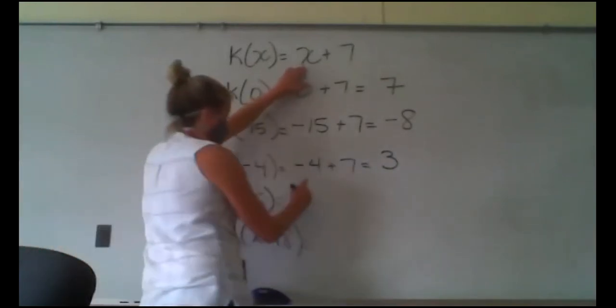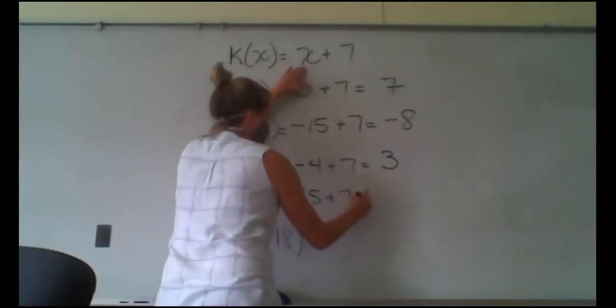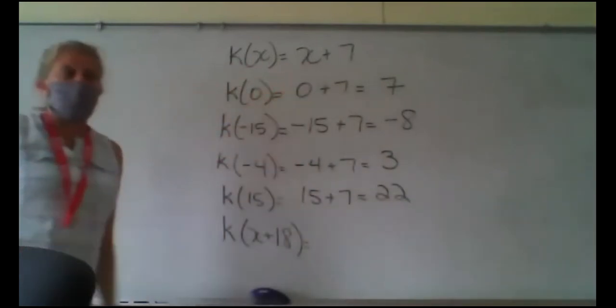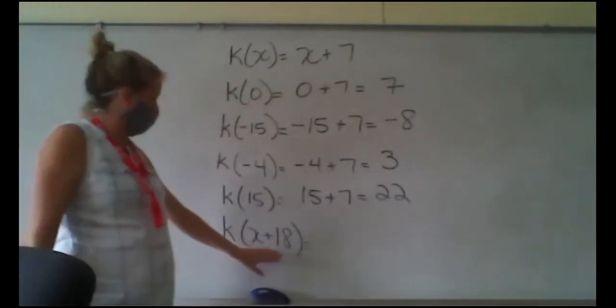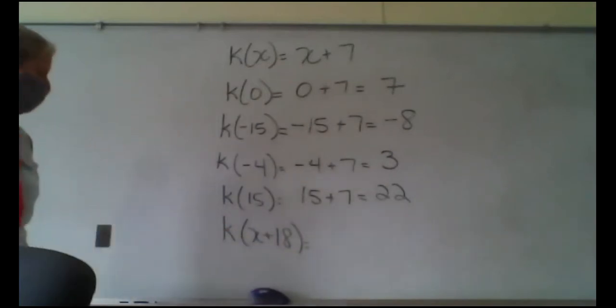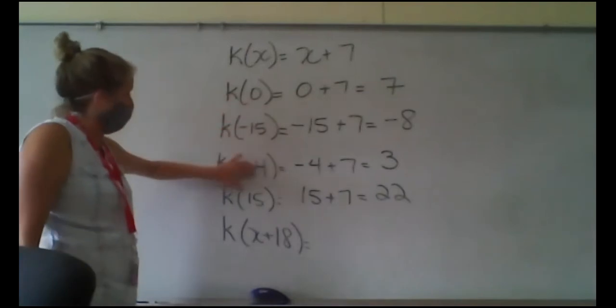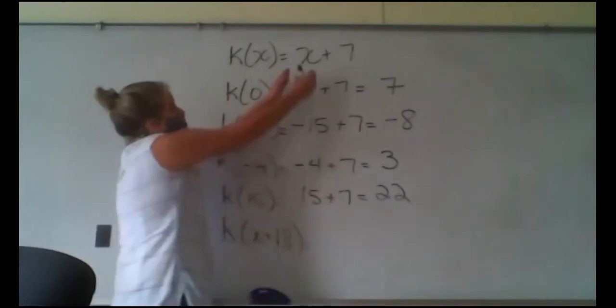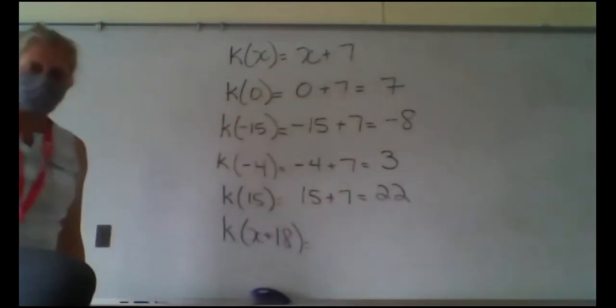Replace the x with 15 now. So 15 plus 7, just add that together to get 22. So the only one that's a little bit different is this last one. So every single time, what have I done? Every single time I have taken what is inside these parentheses and replaced the x with it.